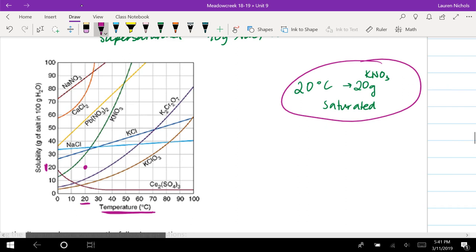So currently, because it's underneath that curve at 20 degrees, it's unsaturated. And they wanted to know how much more I need to be saturated. Well, a saturated solution at that temperature would be there, which is 30 grams. And if I already have 20 grams, how many more do I need to add? Well, I need to add 10 more grams of KNO3 in order to be saturated. So let's take a look at the next question.